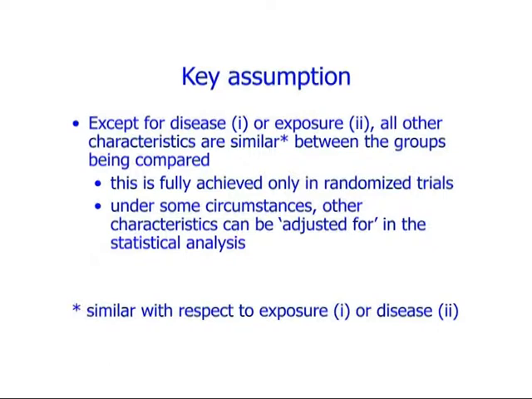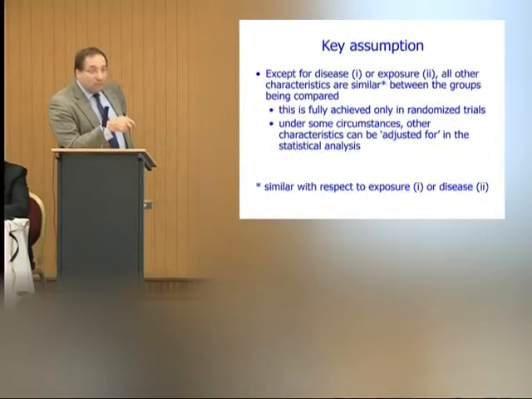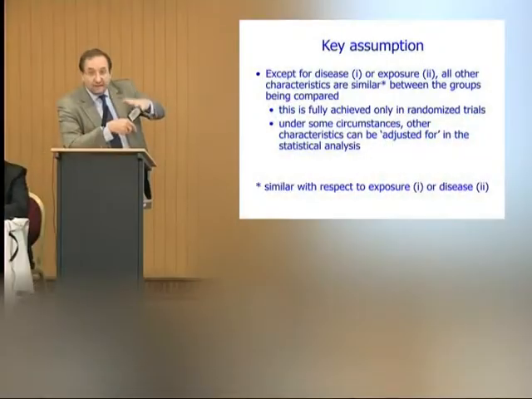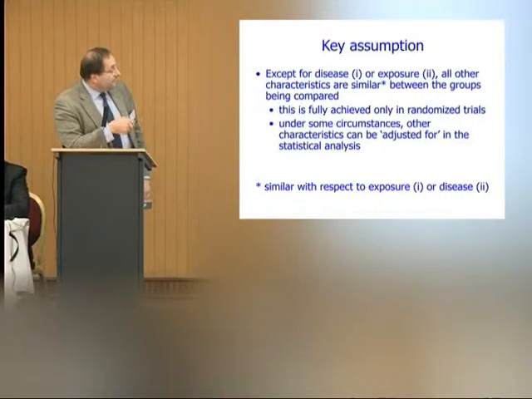And obviously this is not the case, unfortunately, in real life. So the key assumption in epidemiology is that except for disease, in case number one, where we could take a group of people with a disease and a group of people without disease, if you remember, or except for exposure, in example number two, we take a group of, say, farmers and a group of people who are not involved in handling any pesticide or whatever, all the other characteristics are similar between the two groups.